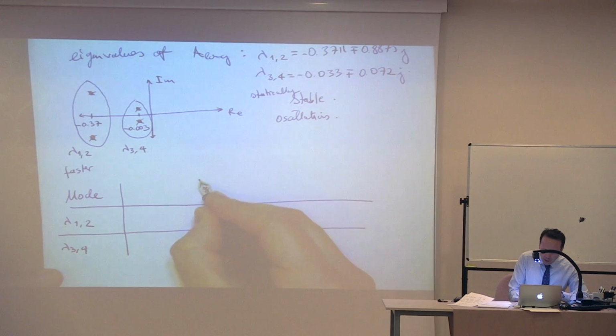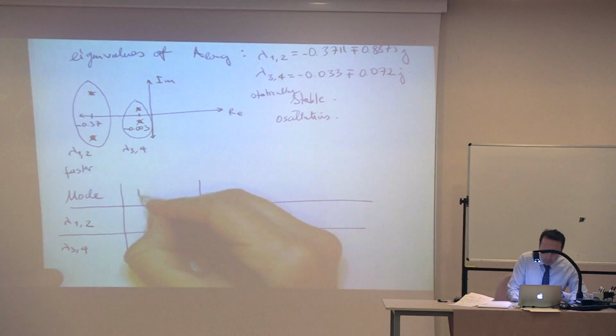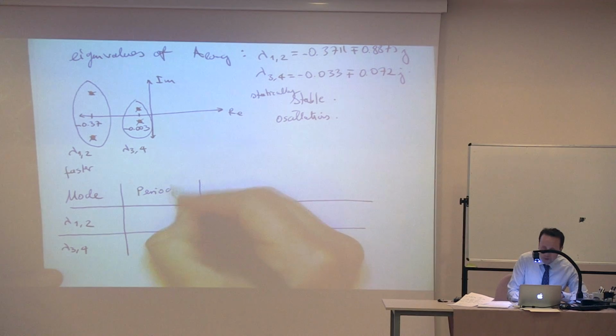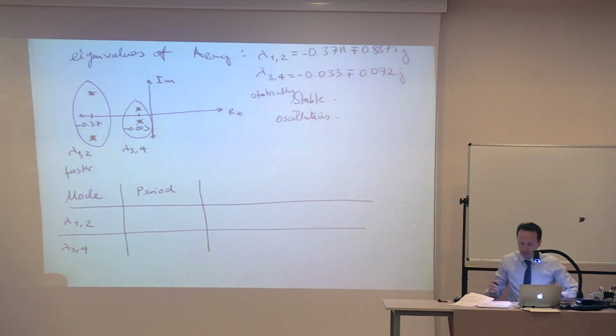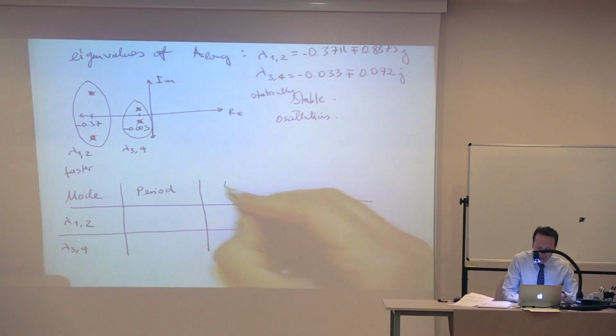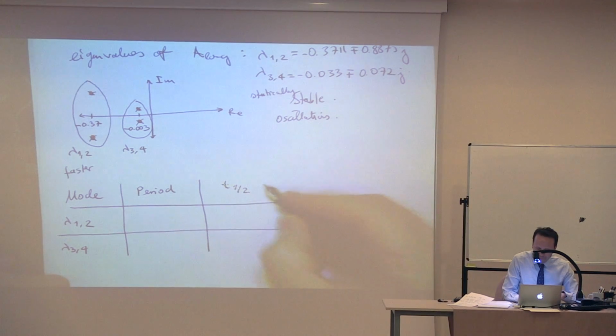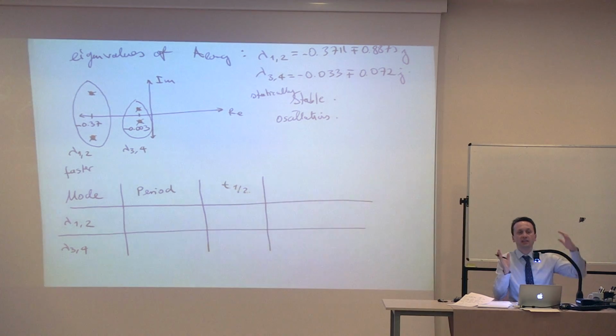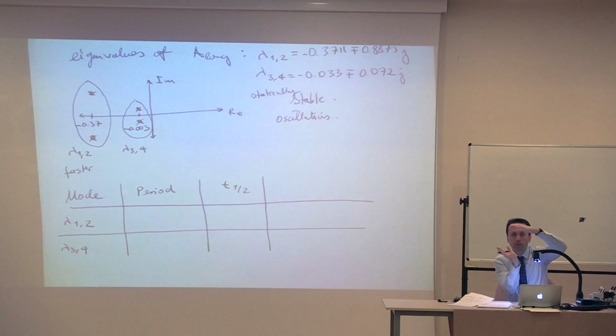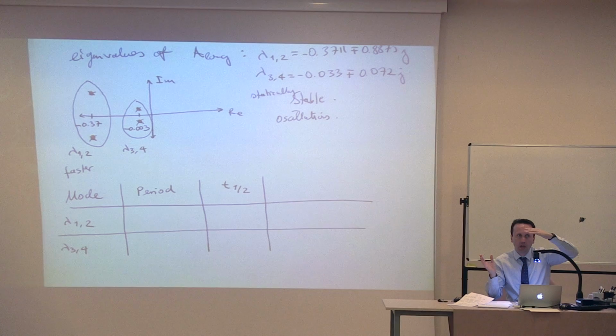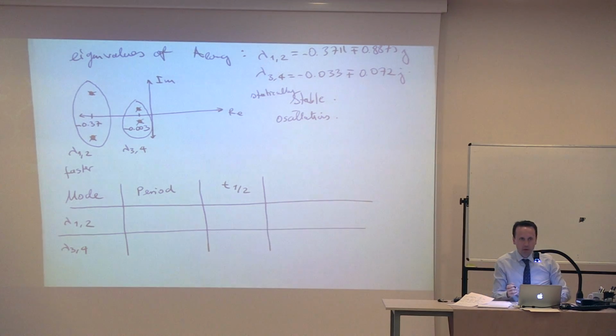So since there are oscillations, I want to calculate the period of these oscillations. How fast do they repeat themselves? I want to calculate the halving time. How fast does the signal halve? Because there are oscillations and they are converging, they are going back to zero, right?